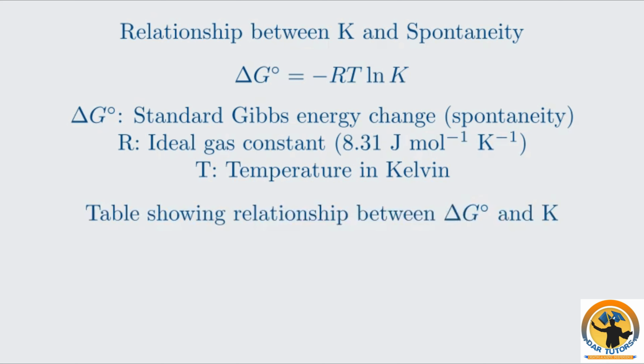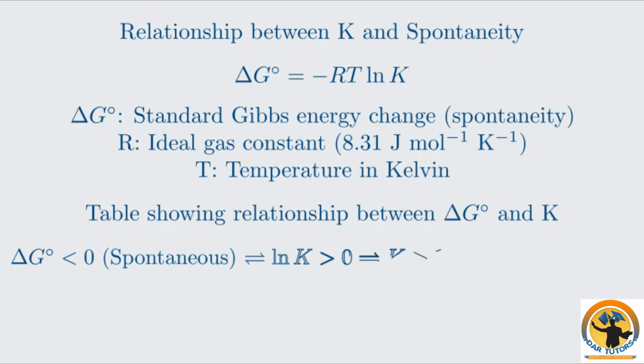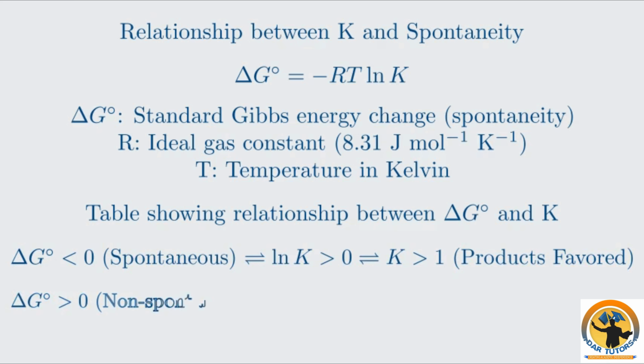If K is greater than 1, it means the equilibrium lies towards the products. For this to happen, the natural log of K must be positive. Therefore, delta G naught must be negative, indicating a spontaneous reaction. If K is less than 1, the equilibrium favors the reactants. This means the natural log of K is negative. For delta G naught to be positive, the reaction must be non-spontaneous. The reverse reaction, the formation of reactants, is spontaneous.